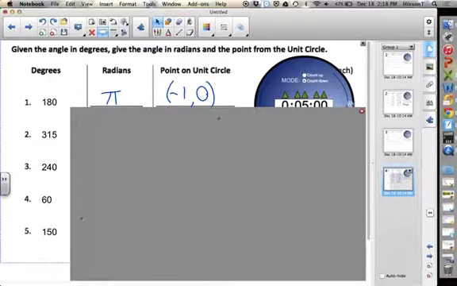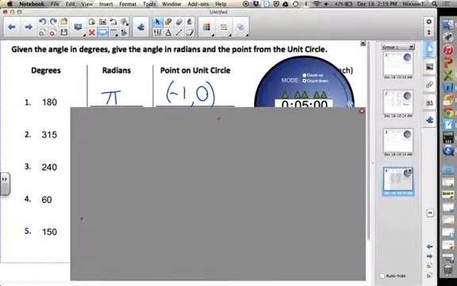That's blank. 7 pi over 4. Is that a 5? Actually, it says 4. All right, so Brett, what's the point then for 315?